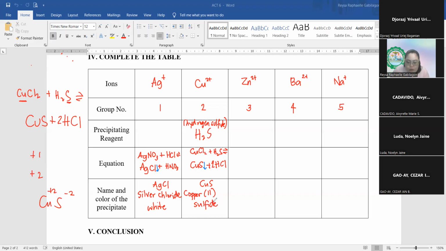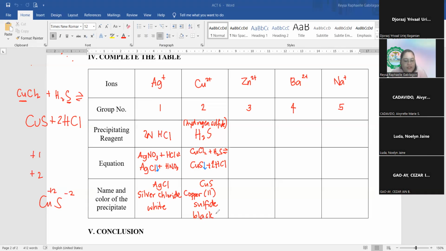So copper 2 sulfide, class, looking at your experiment, what is its color? Black. Okay, very good. It's color black. So what you wrote in your worksheet is correct too. Correct, HCl and then H2S.